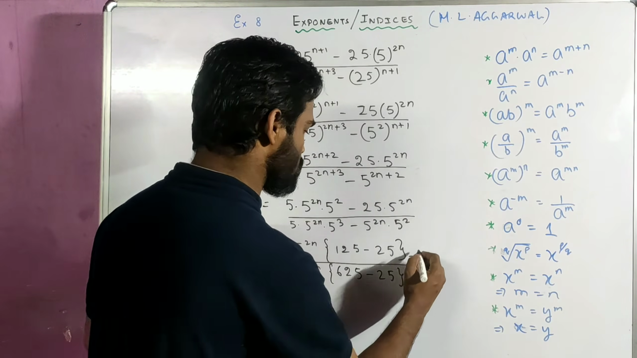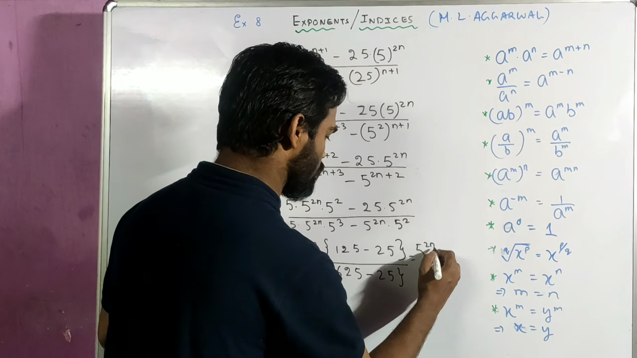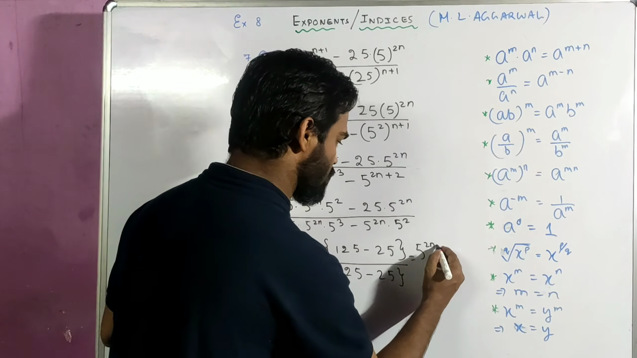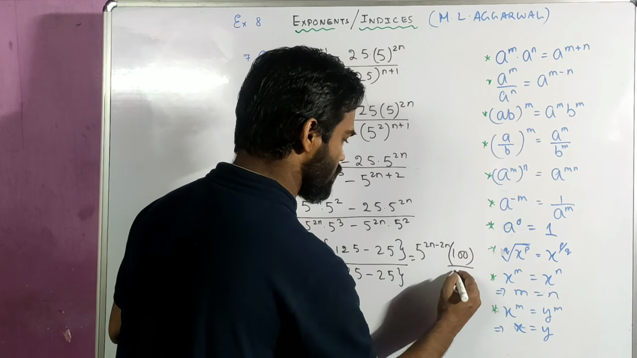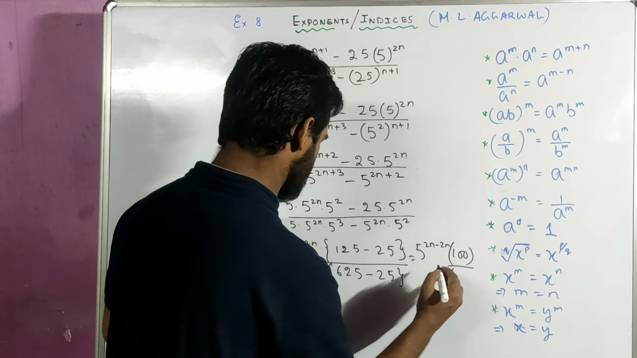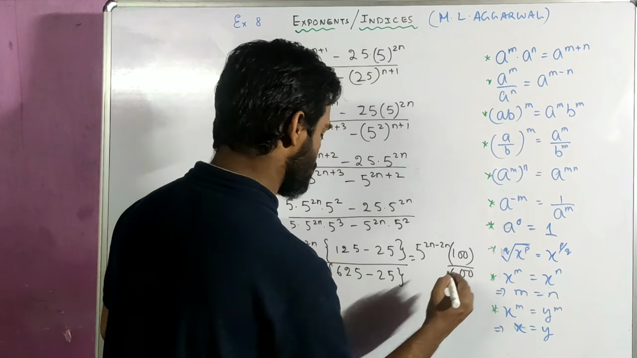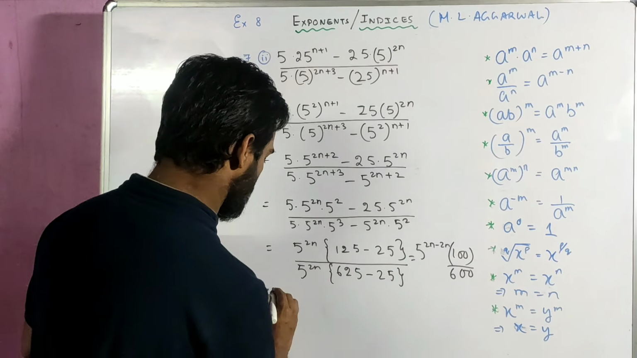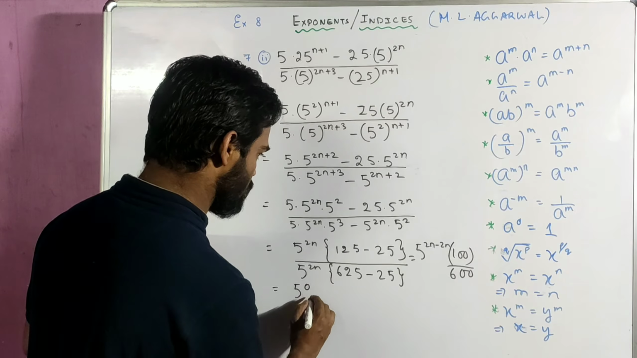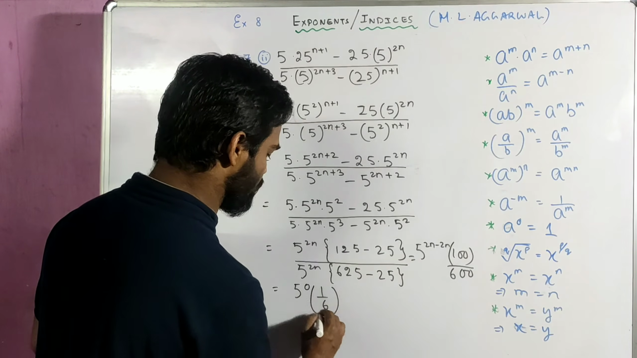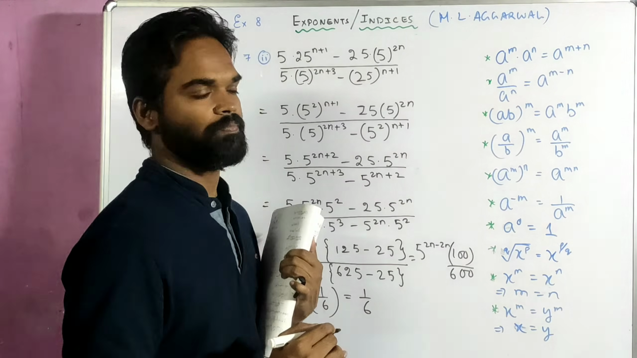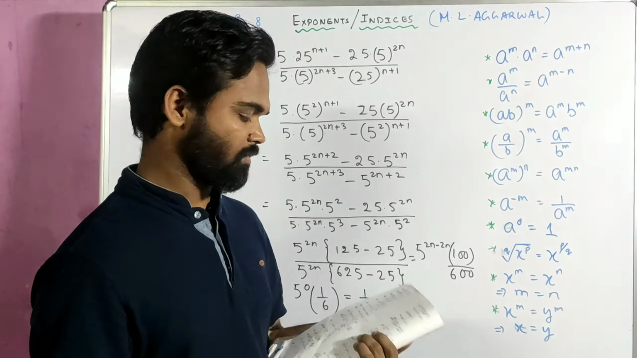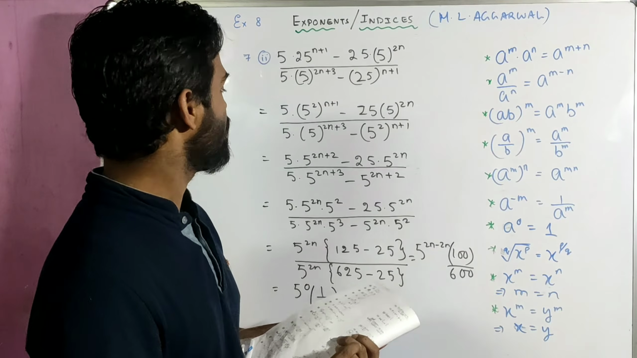So this is what? This is 5 to the power 2n. Bases are same. You can subtract the power. This becomes 100, and over here it is 600, isn't it? Now this becomes 5 to the power 0. This becomes 1 by 6. 5 to the power 0 is 1. So 1 into 1 by 6 is 1 by 6. And that's my answer. Now we look at the next sum.